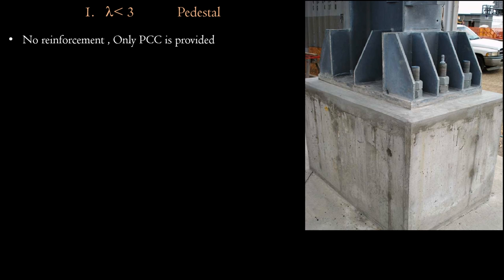There is no reinforcement provided, only PCC, that is plain cement concrete, is provided for a pedestal. You can see here, this you might have seen in your railway station. You might have sat over here. This is a compression member, taking compression, and the effective slenderness ratio is less than 3. Here we are providing only PCC, but a minimum reinforcement of 0.15% will be provided, as recommended by your IS 456-2000. So this is called a pedestal.